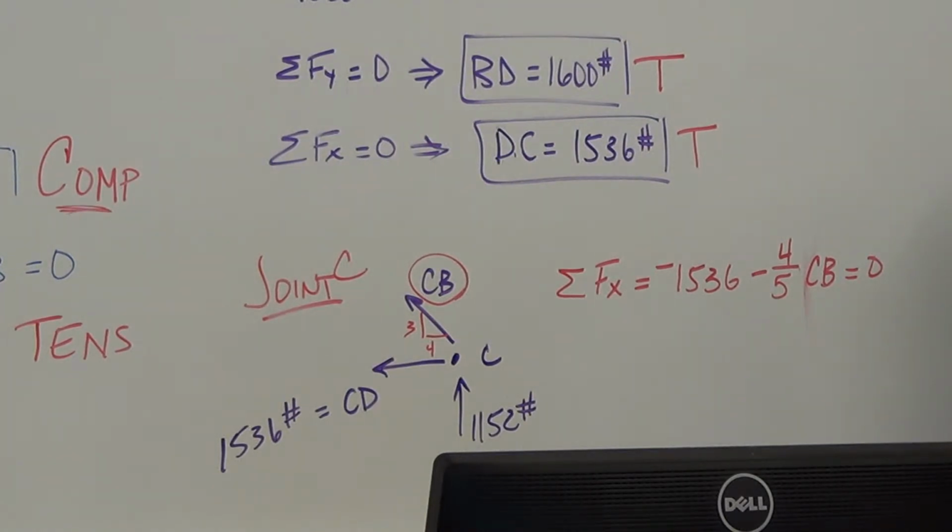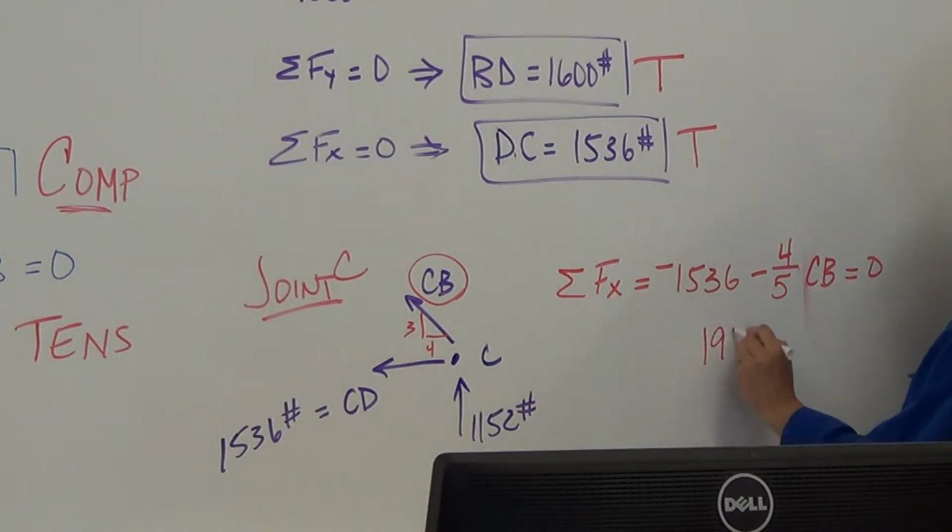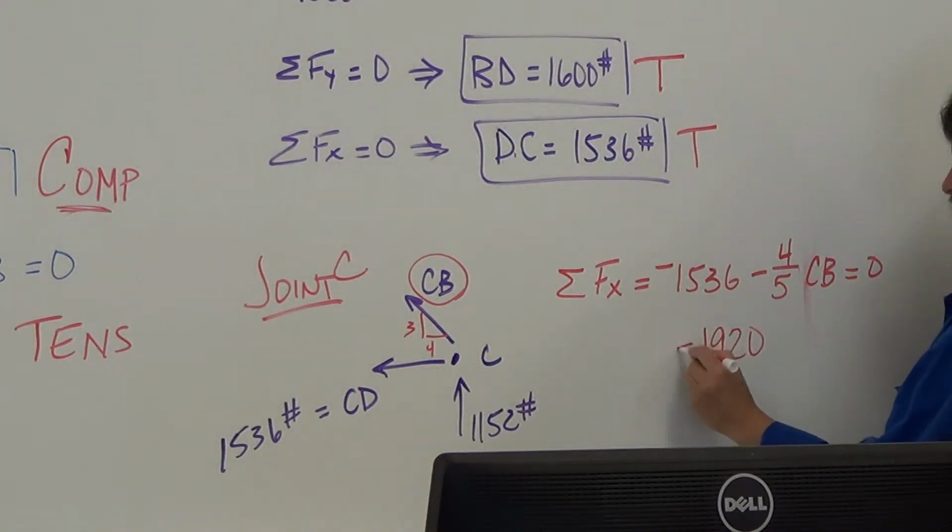And in the end, 1536 times 4 divided by 5 equals, I got 1229. I got 1920. Okay, let's try it again. 1536 times 5 divided by 4. Yeah, 1920. And it's going to come out to be a negative.